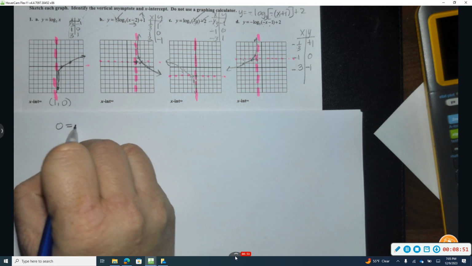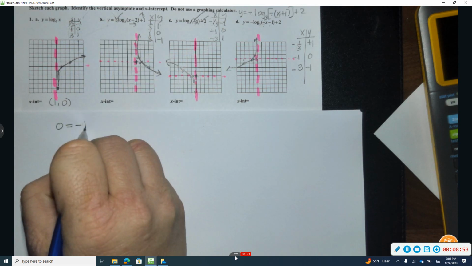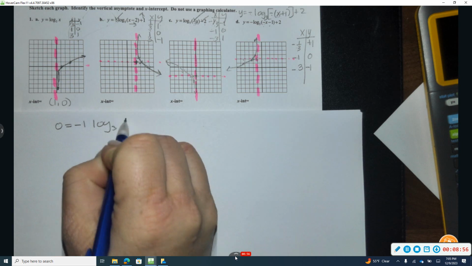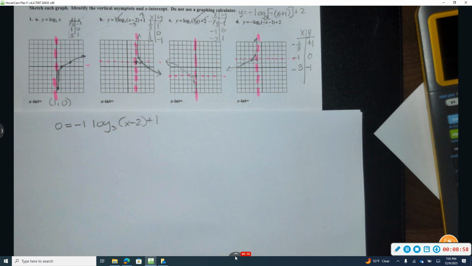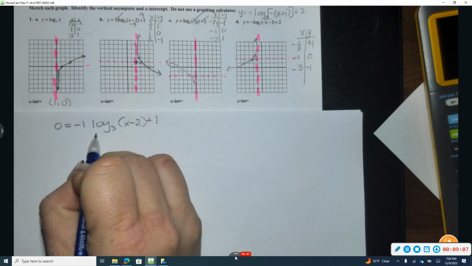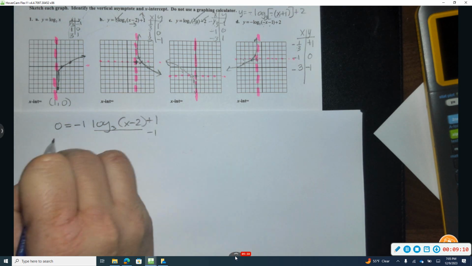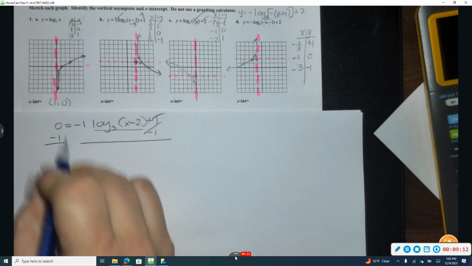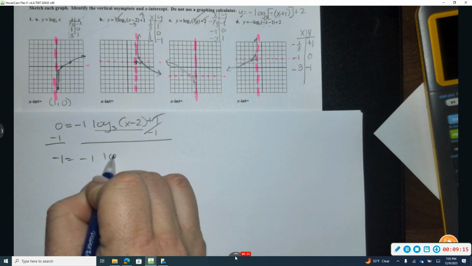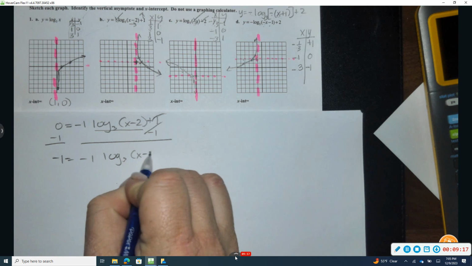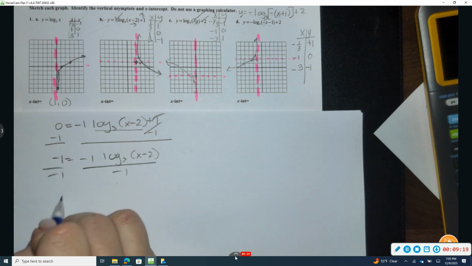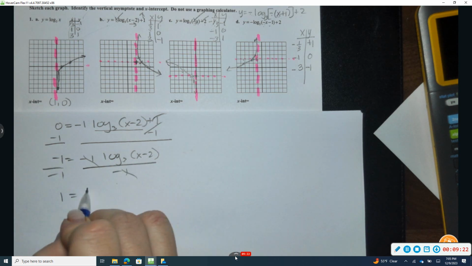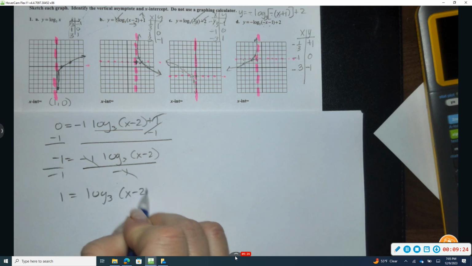So 0 equals negative, and that's like a negative 1 log base 3 of x minus 2 plus 1. And now I want to go about solving this for x. So how do I solve this for x? Okay, I want to get this portion by itself. I'm doing PEMDAS backwards. First, I am subtracting to get negative 1 equals negative 1 log base 3 of x minus 2. I'm dividing by negative 1. 1 equals log base 3 of x minus 2.